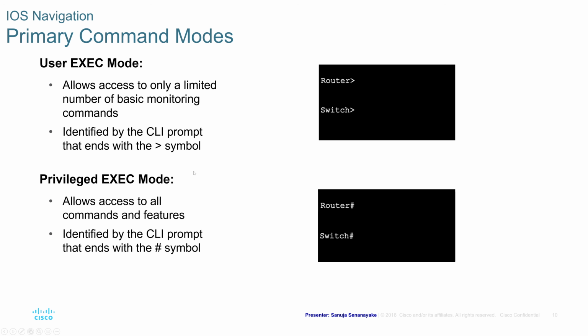Privilege executive mode allows access to all commands and features. It is identified by the number symbol, or this hashtag symbol, and you have that right here, and then you start typing over here. If you are configuring your device, you will be in the privilege executive mode. And you can secure privilege executive mode with a password and a username. I will explain that later.